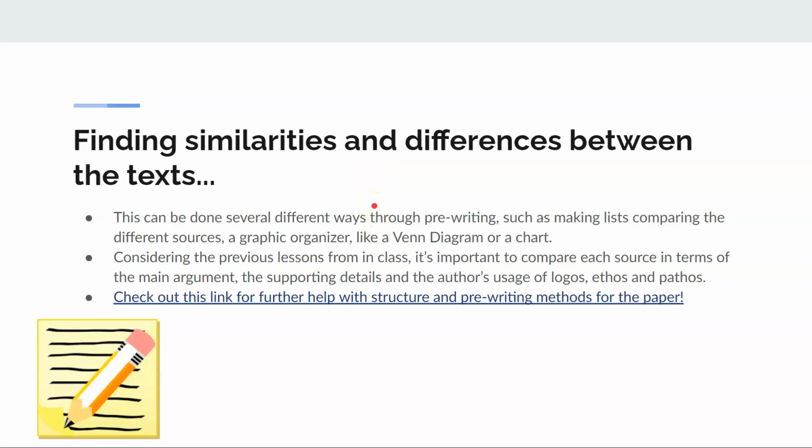But considering the previous lessons from in class, it's important to compare each source in terms of the main argument, the supporting details, and the author's usage of logos, ethos, and pathos. Now you can also check out this link that I have provided to a handout from the UNC Writing Center that helps with structure and pre-writing methods for the paper.